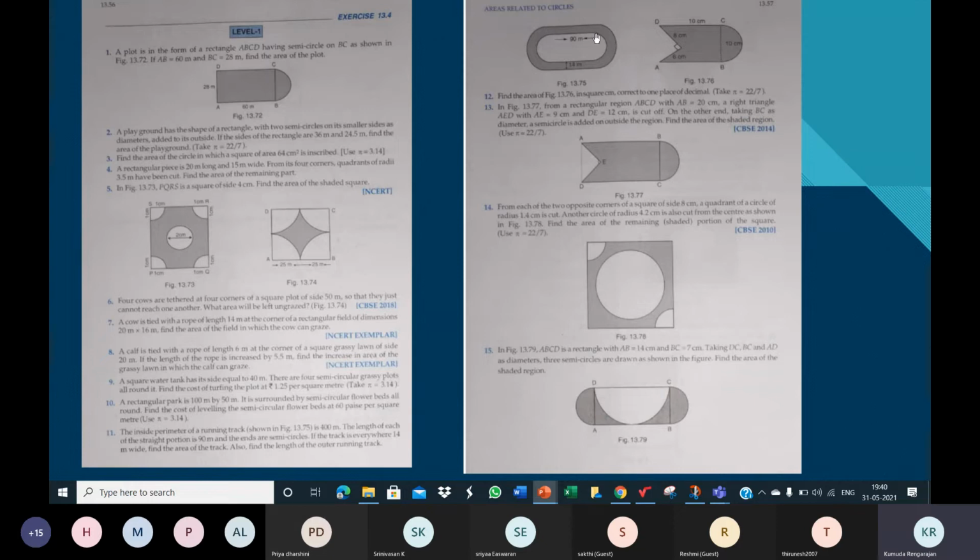What's the length of the rectangle, children? 90 meters. What's the breadth of the rectangle? What is the breadth of the rectangle? 17. It's 14. 14 meters. So length 90, breadth 14. So that will give us the area of the rectangles. What's the formula to find the area of a ring?